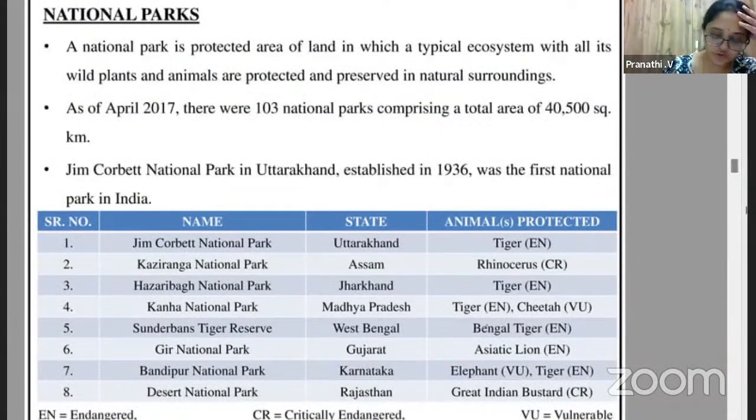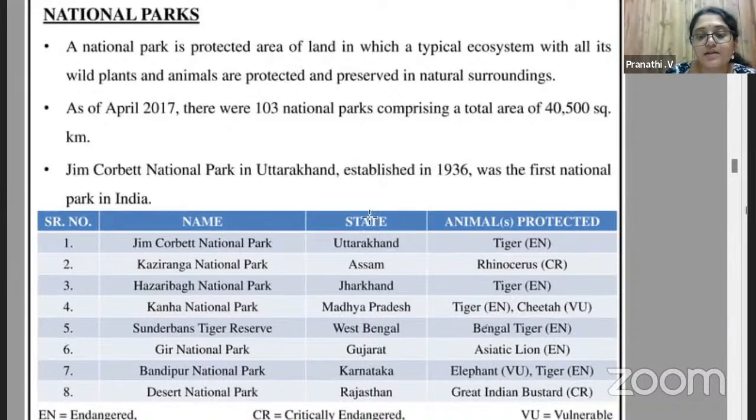So in your textbook, you can just have a look at it. Anamudi Shola National Park, and then you have the different kinds of the states where it is present, when it was established, and the area that it is present in. And you have different kinds of animals that are present. For example, in the Bandipur National Park in Karnataka, you have the chital, the Bengal tiger, grey langurs, different kinds of animals that are present.